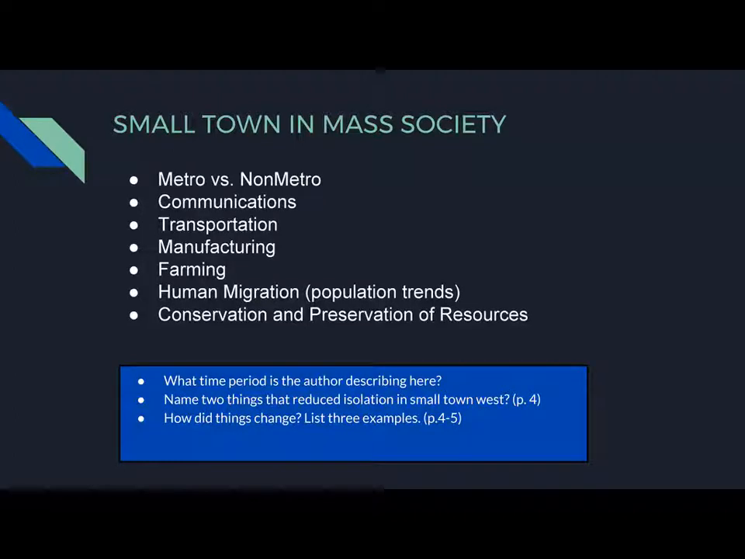The second section in the chapter is called Small Town in Mass Society. So what does he mean by mass society? Here we start to look at this idea of metro versus non-metro. Metropolitan, you'll sometimes see that, is a city. Metro means a city. Non-metro means a rural town. So metro versus non-metro is another way of saying rural versus urban. Urban is like a city environment.